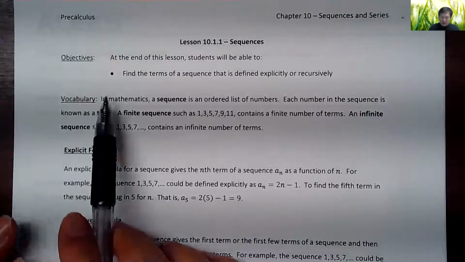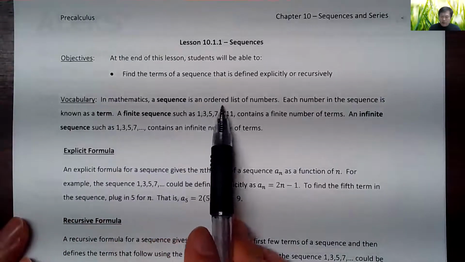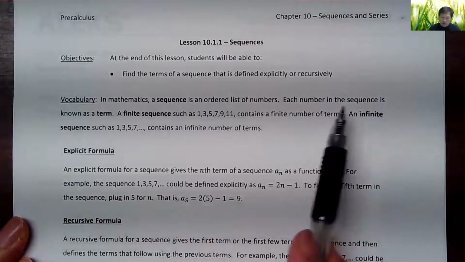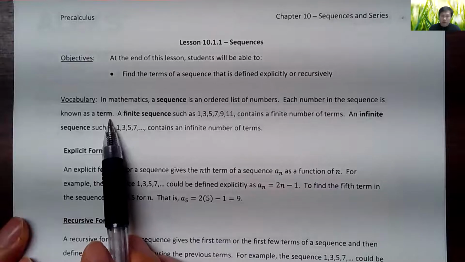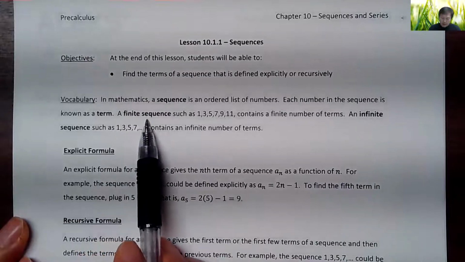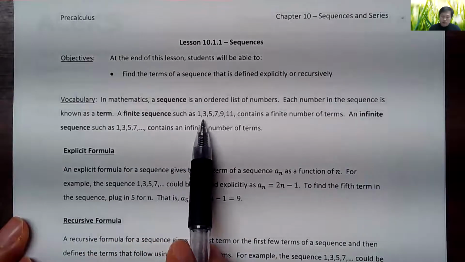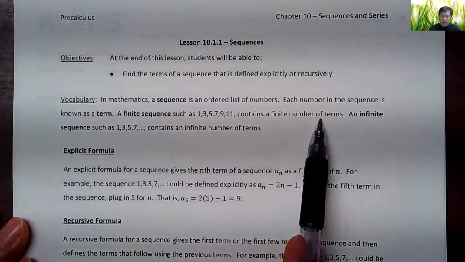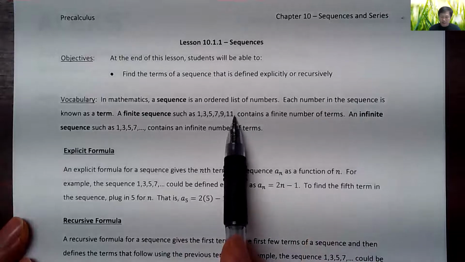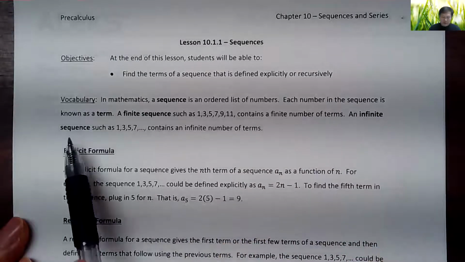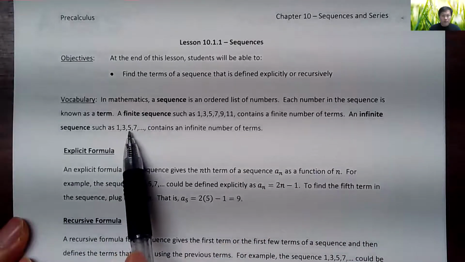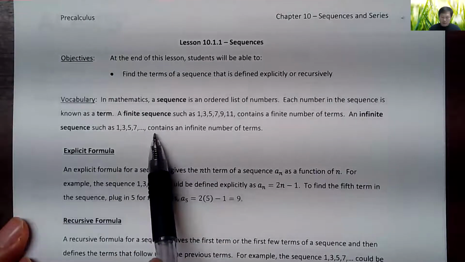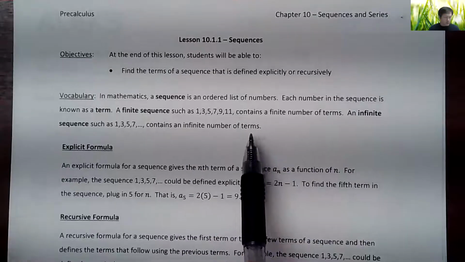So vocabulary. In mathematics, a sequence is an ordered list of numbers. Each number in the sequence is known as a term. A finite sequence such as 1, 3, 5, 7, 9, 11 contains a finite number of terms, so it terminates. An infinite sequence such as 1, 3, 5, 7, dot, dot, dot means it continues forever, contains an infinite number of terms.